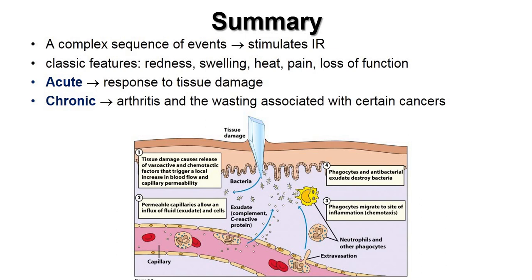Because of tissue permeability, we come to the second step. The permeable capillaries will allow influx of fluid and exudate to the cells. This exudate will lead to the third step, that is phagocytes will migrate to the site of inflammation, that is chemotaxis. It leads to extravasation of neutrophils from the capillary or blood vessel to the site of infection, and finally after it reaches the site of infection, the phagocytes will destroy the bacteria, that is annihilation of the pathogen.